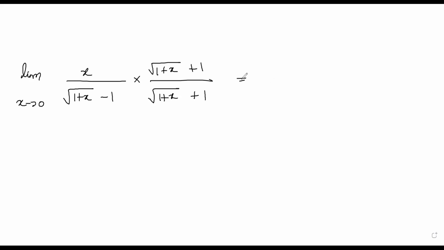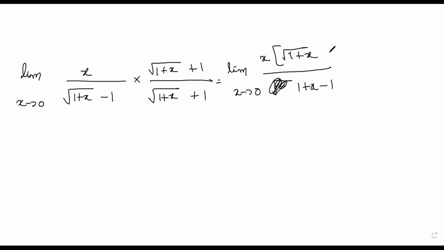Which is equal to x in the numerator, and in the bracket, root of 1 plus x plus 1. So I need to write the limit as x extends to 0, divided by root of 1 plus x plus 1. So the root will go, and 1 plus x minus 1 is what you get; the minus 1 and plus 1 give this thing.